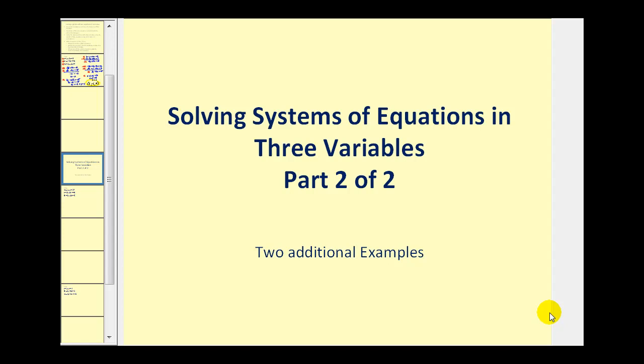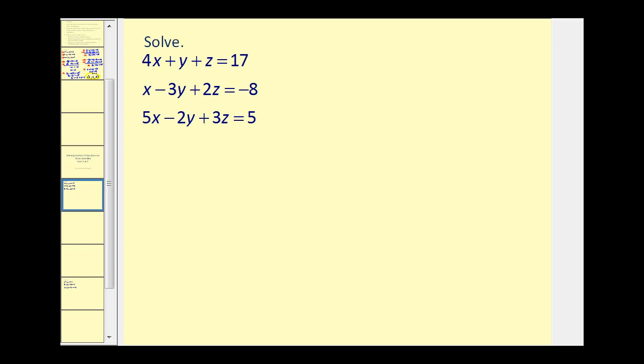Welcome back to part 2 of solving systems of equations in 3 variables. Let's go ahead and take a look at our 2 additional examples. Again, the first thing we want to do is label each equation. So we'll call this equation A, this equation B, and this equation C.